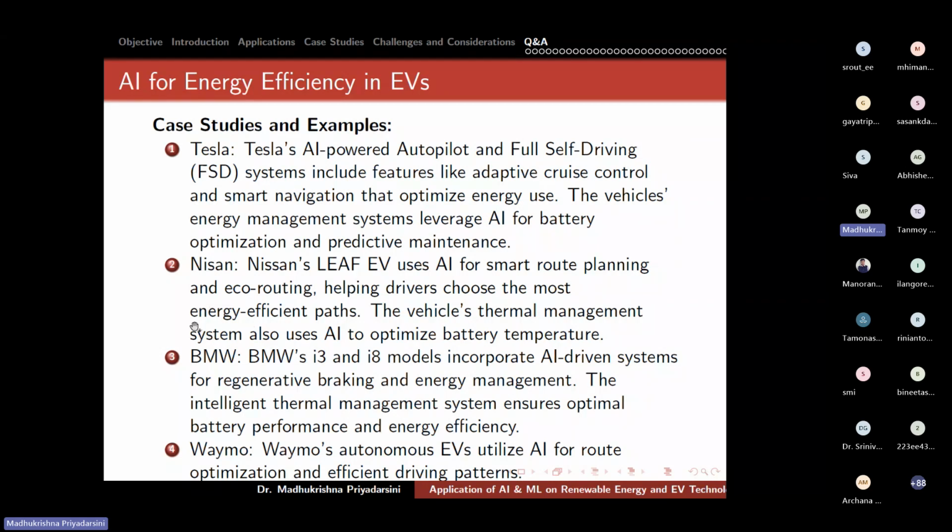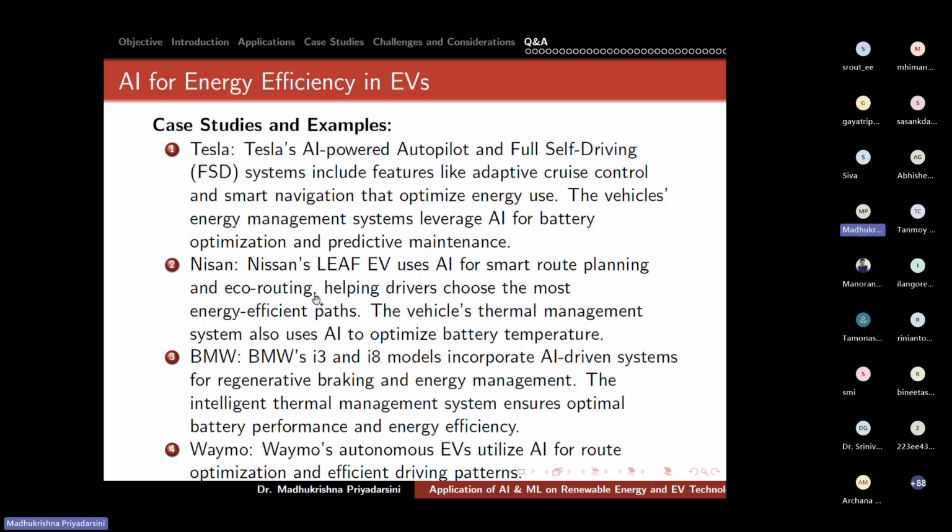This is also one direction of research. Tesla is designing the AI powered autopilot and full self-driving system. Then Nissan's Leaf EV uses AI for smart route planning, like we have seen how the route can be planned. And BMW's i3 and i8 models have AI-driven systems for regenerative braking and energy management. And Waymo's autonomous EVs utilize AI for route optimization and efficient driving patterns.